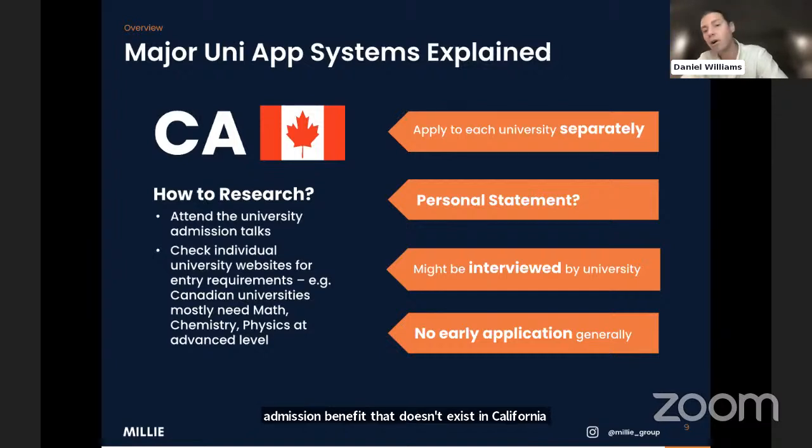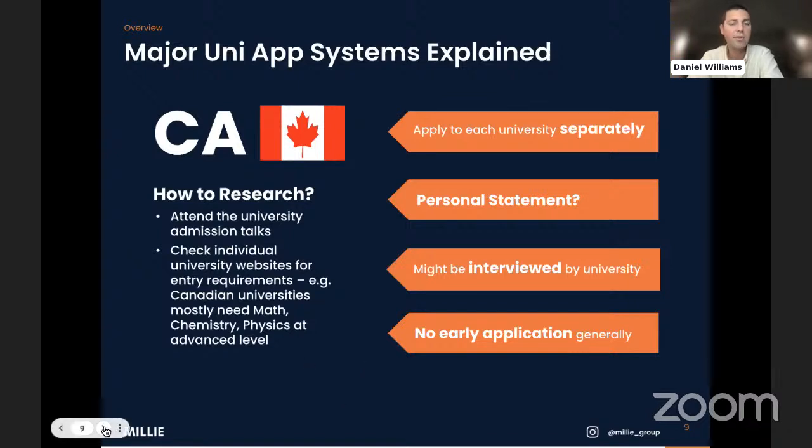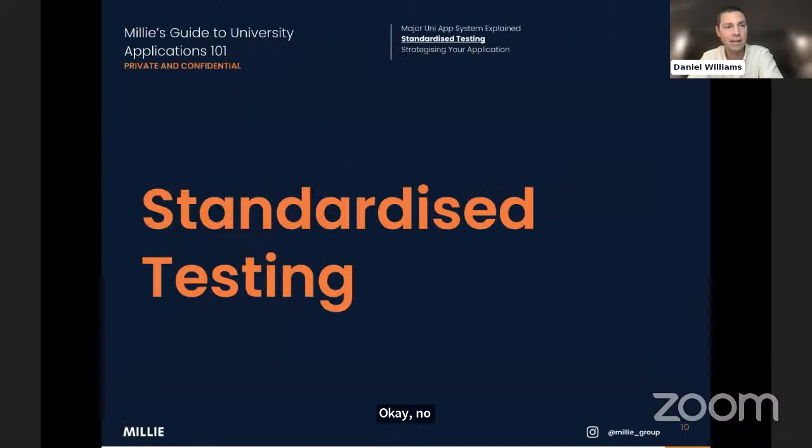So that's the brief overview of the three Uni App systems, right? The UK, the US, and Canada. So I'll just pause now in case there are any questions. If there are any questions, please go ahead and put them either in the Q&A or the chat feature, and I'll do my best to answer. Okay, no questions. Then let's move on to standardized testing.